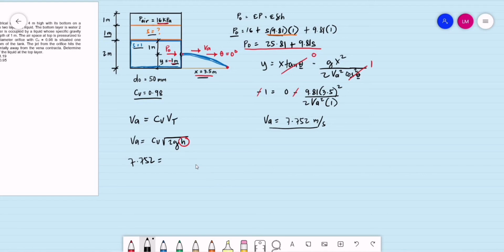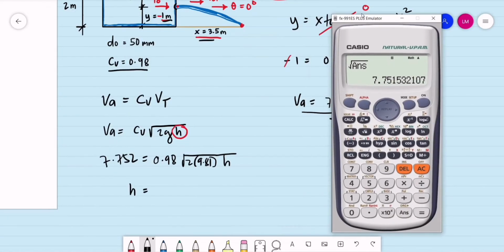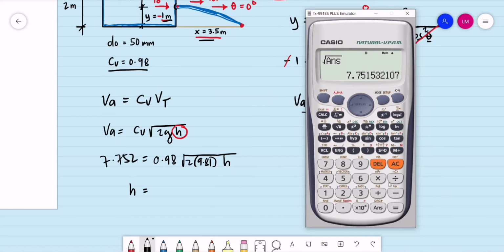equal to 7.752. C sub v ay 0.98, that is the square root of 2 times 9.81 multiplied by yung h. Ay, kunin natin yung total energy head that causes this actual velocity. Ay, yung stored value na lang gamitin ko, this is divided by 0.98, ay tapos squared. Tapos divided by 2, tapos divided by 9.81. Yan, tama kaya ito?